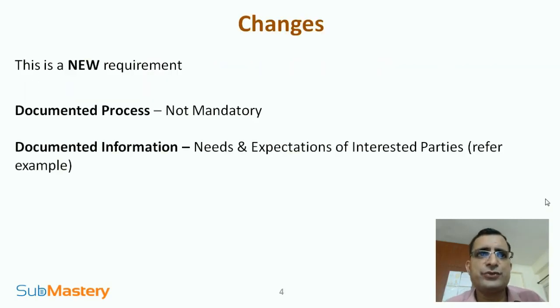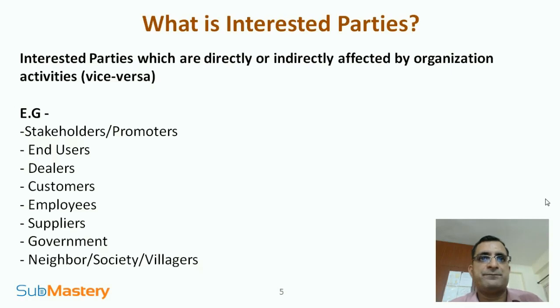Obviously this is a new requirement and we do not require a documented process, but when it comes to documented information, we need to have it, because only then can we review and monitor this information. The best example could be the needs and expectations of interested parties. We'll see this example in detail in the resource section as well.